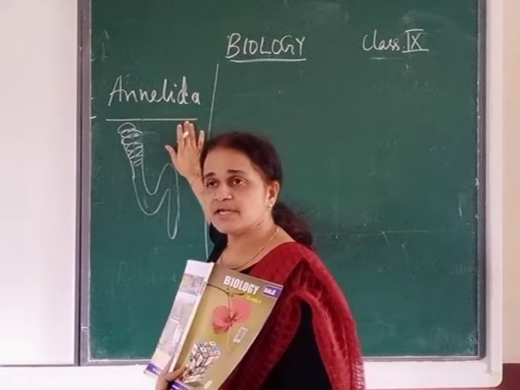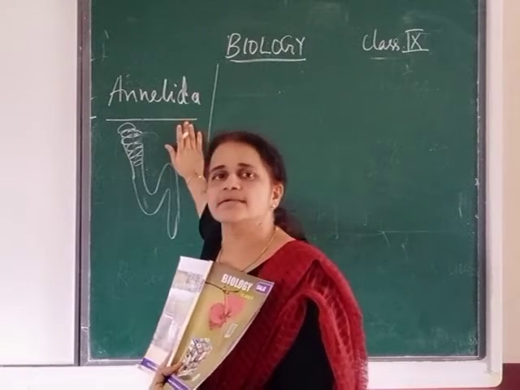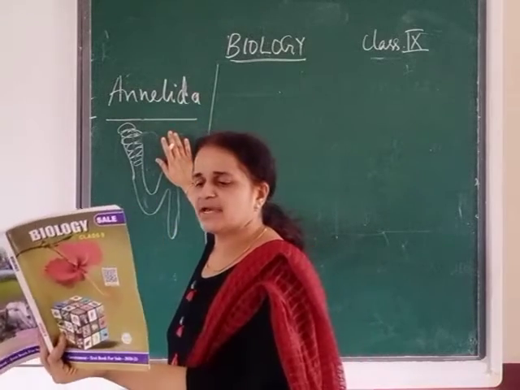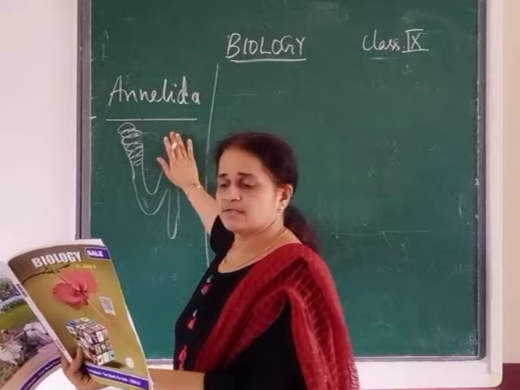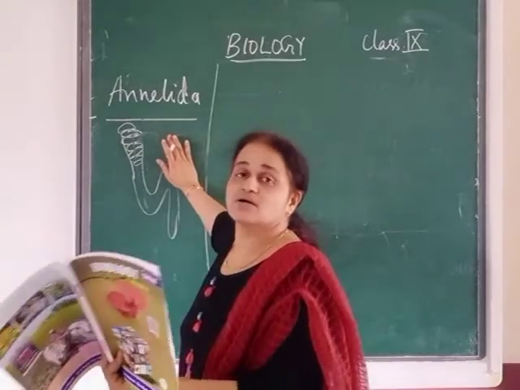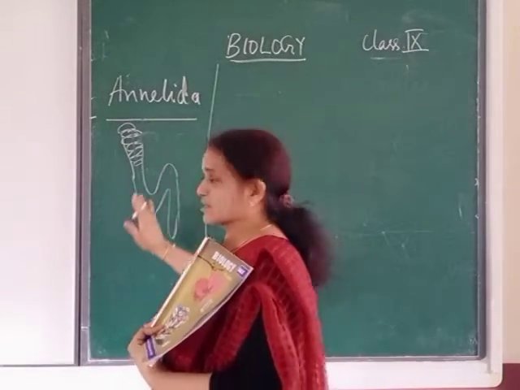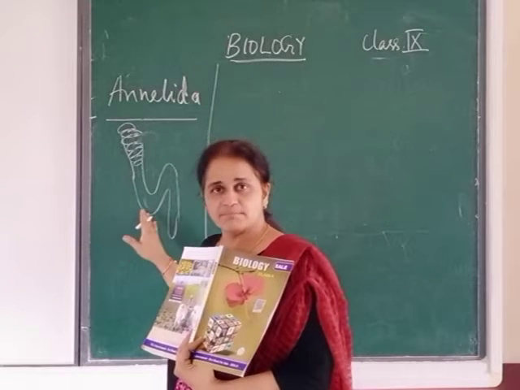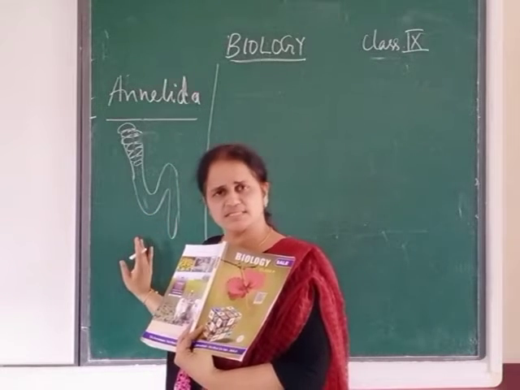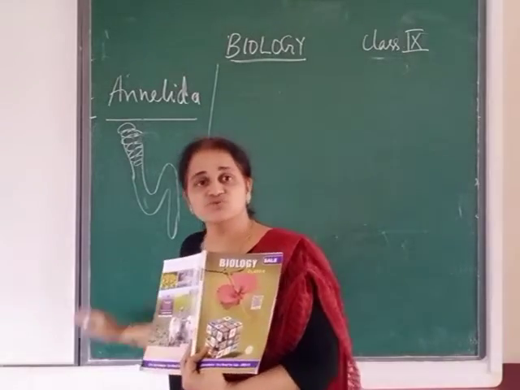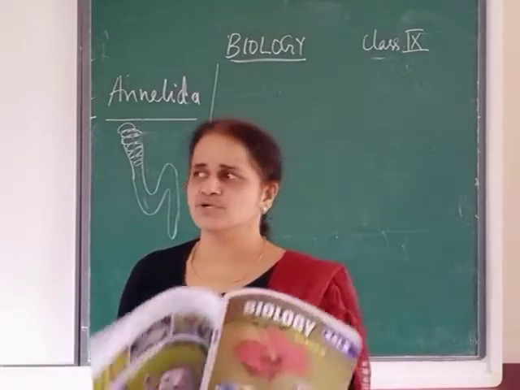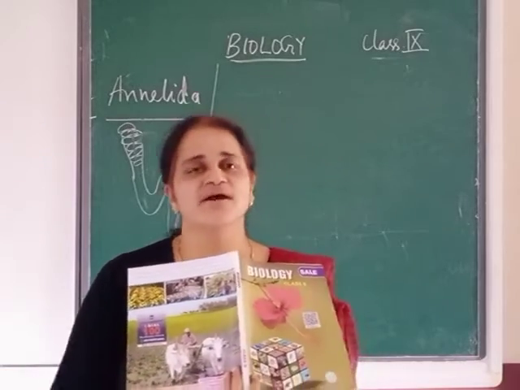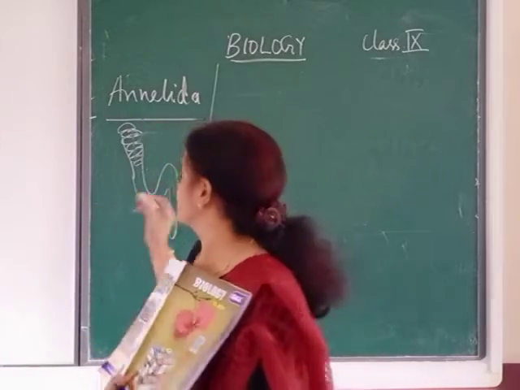Now we will see in which type of habitat these animals or this group are found. They are found in fresh water, marine water as well as on land. So not only in water, they are found on land too. Fresh water, marine water. You know marine means sea water. It is also found on land. I told you they are the farmers' friends. Now why they are farmers' friends I also told you.